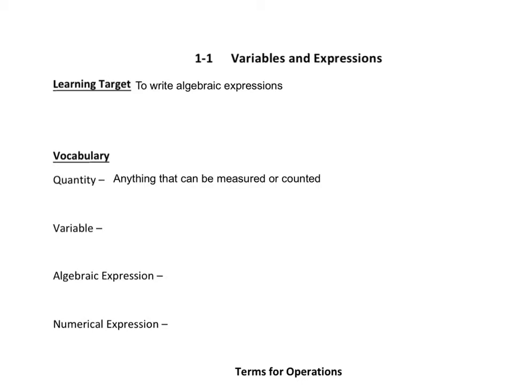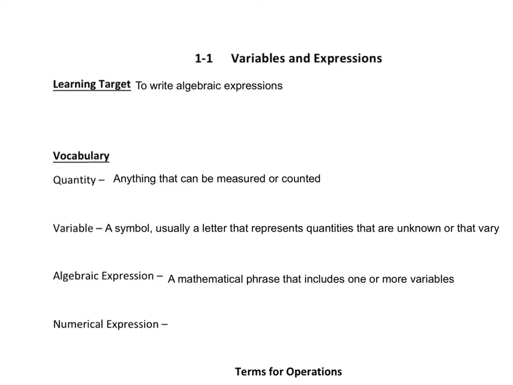Quantity is anything that can be measured or counted. A variable is a symbol, usually a letter, that represents quantities that are unknown or that vary. Algebraic expression is a mathematical phrase that includes one or more variables. Numerical expression is a mathematical phrase involving numbers and operation symbols, but no variables.